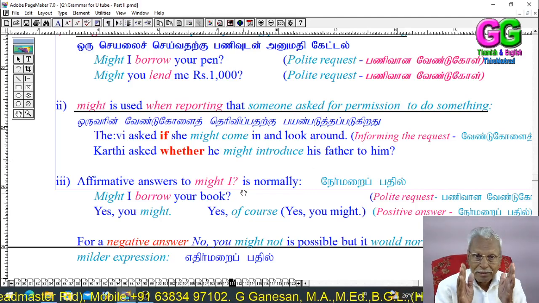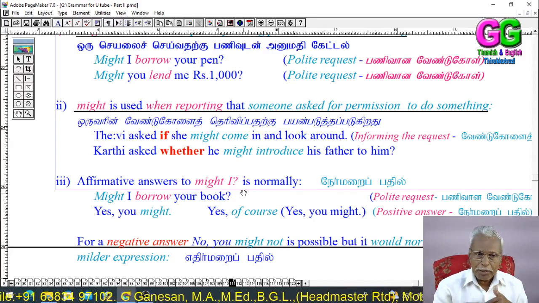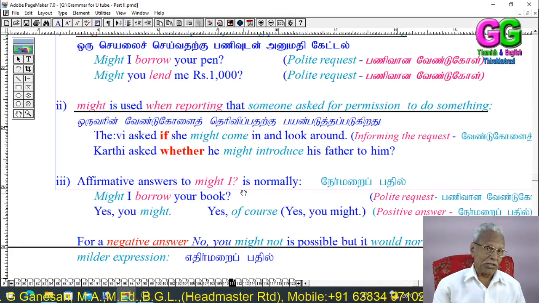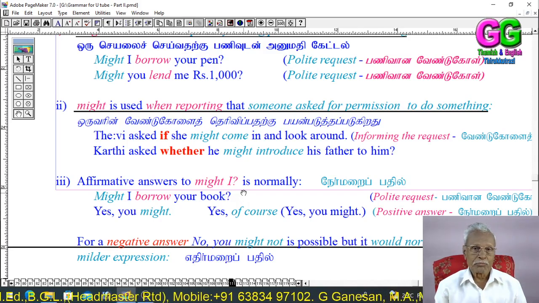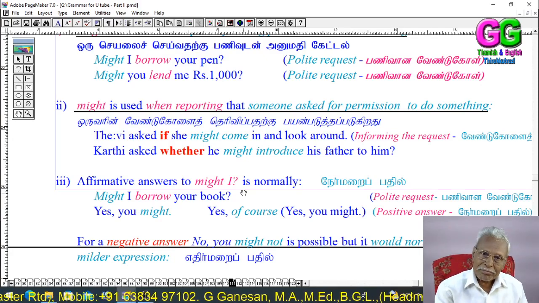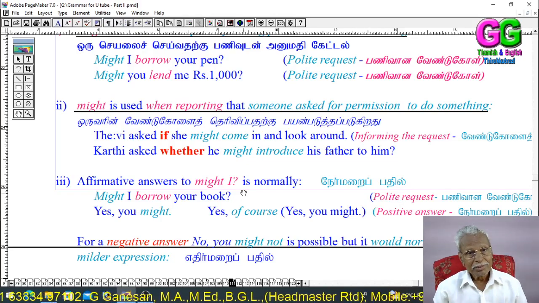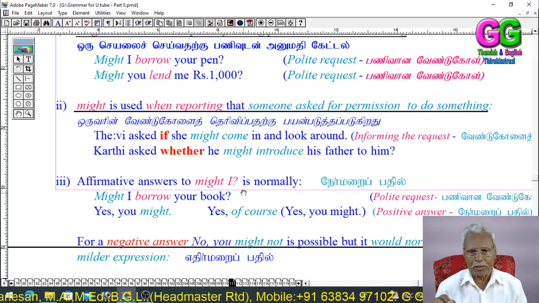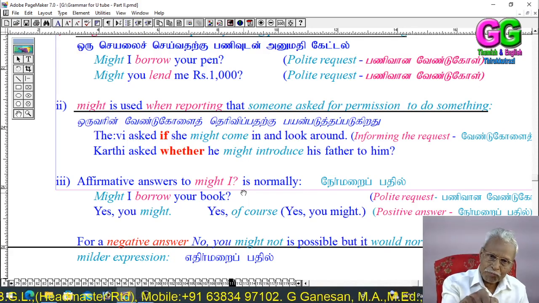That is, Devi asked the owner of that property if she might come in and look around. In direct speech, Devi asks the owner of the place, sir, can I come in and look around? You see, Devi asked if she might come in and look around, informing the request.